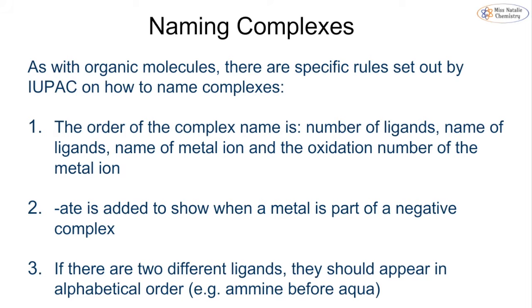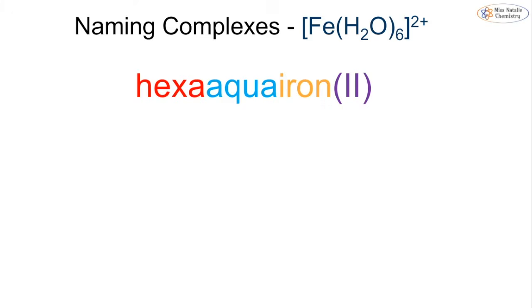And we will also use prefixes to show how many ligands there are, so hexa, tetra, tri, or di, whichever one it is that you need to use. So an example would be this one here. So our Fe(H2O)6 2+ is otherwise known as hexaaqua iron(II). And this can break down into 4 different parts. So the hexa tells us that we have 6 ligands. The aqua tells us that the ligands are water.